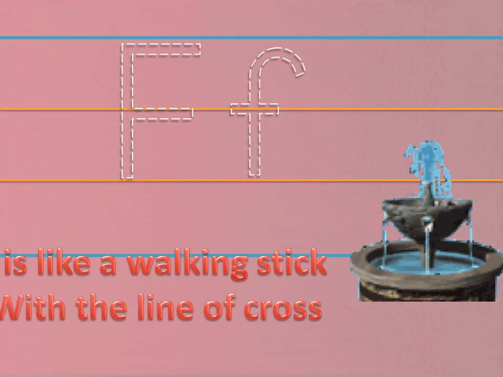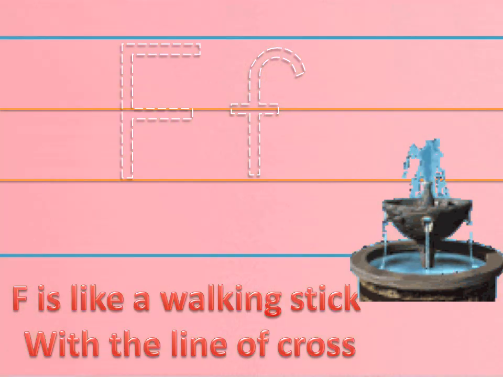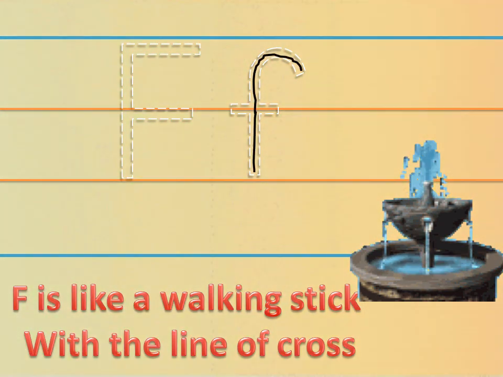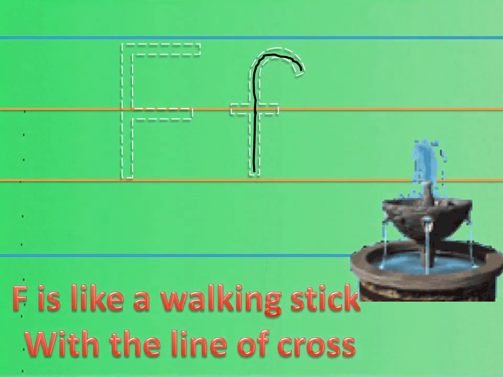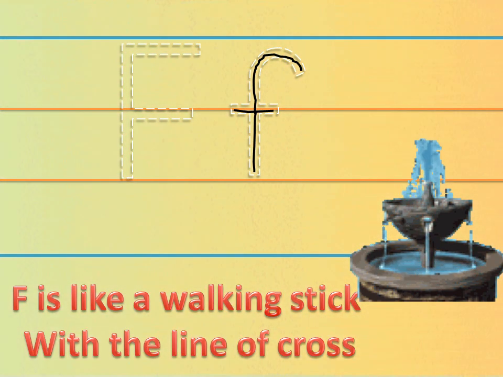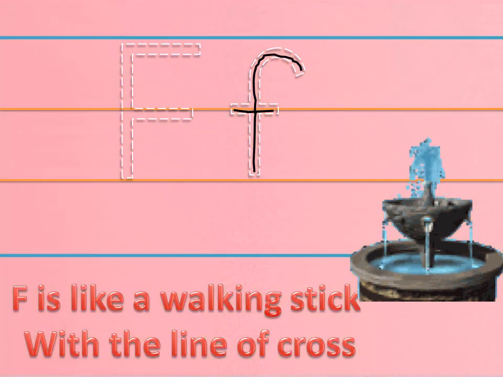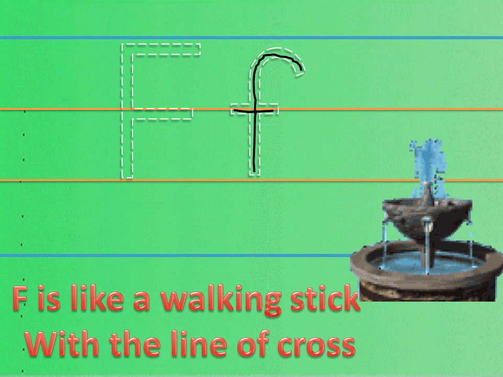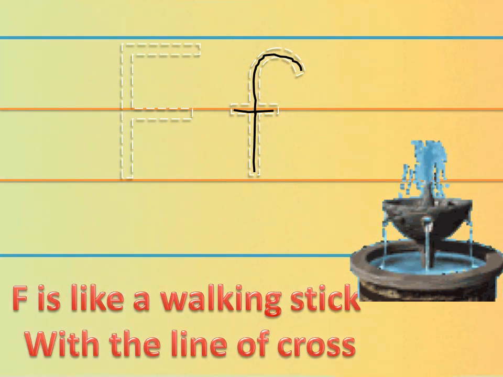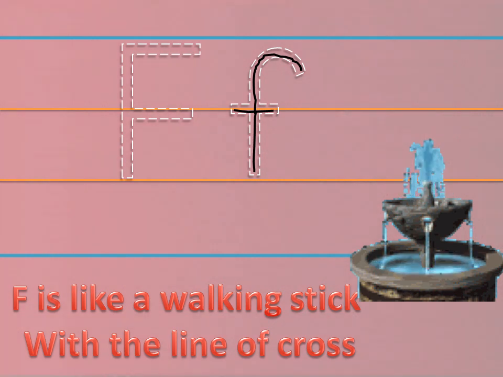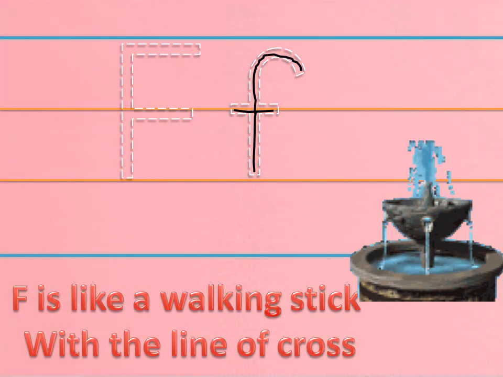F is the letter and F is the sound. Fa is like a walking stick with a line of cross. Fa. Fa. For fountain. For fountain. F is the letter and F is the sound.